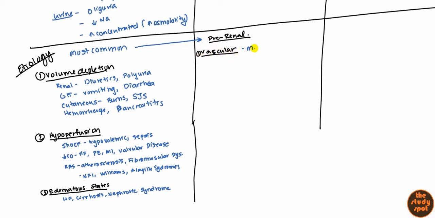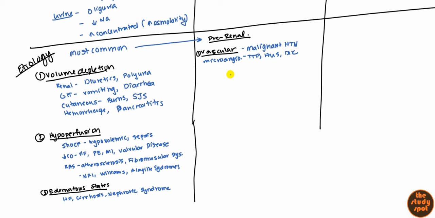Vascular causes will include malignant hypertension, which can occlude the vessels after a long period of time, and also TTP, hemolytic uremic syndrome, and even DIC. These can all affect the vasculature, and these are also known as microangiopathic disorders. So that's something to keep in mind.